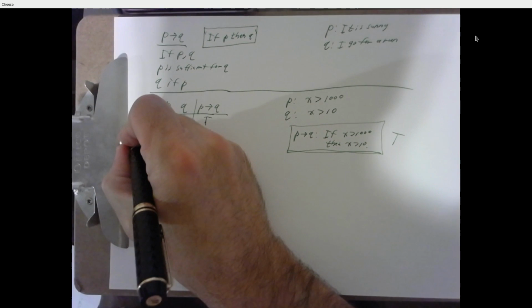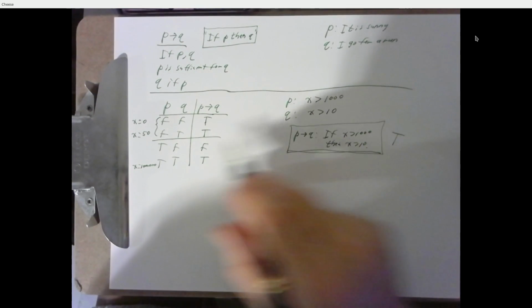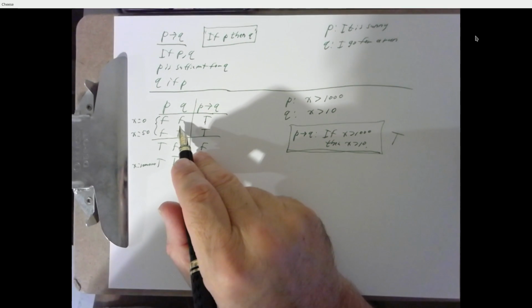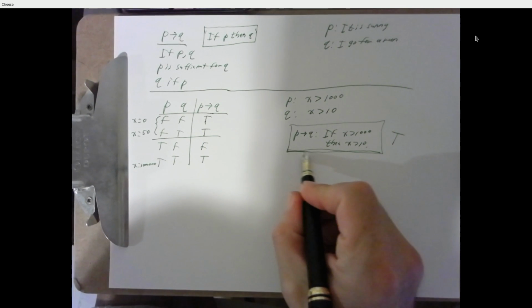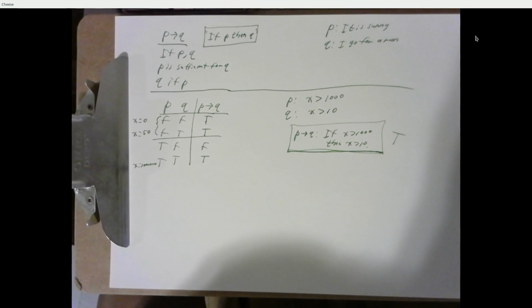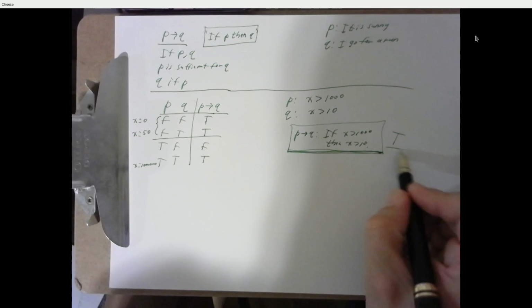Now suppose I pick x equal to 0. Is x bigger than 1,000? No. Is x bigger than 10? No. P and Q are both false. But just because I picked an x equal to 0 does not suddenly make this very, very clearly logically true statement become false. If x was bigger than 1,000, it would be bigger than 10. I picked an x that wasn't bigger than 1,000. But that doesn't change the validity of this statement. This statement is still absolutely true.